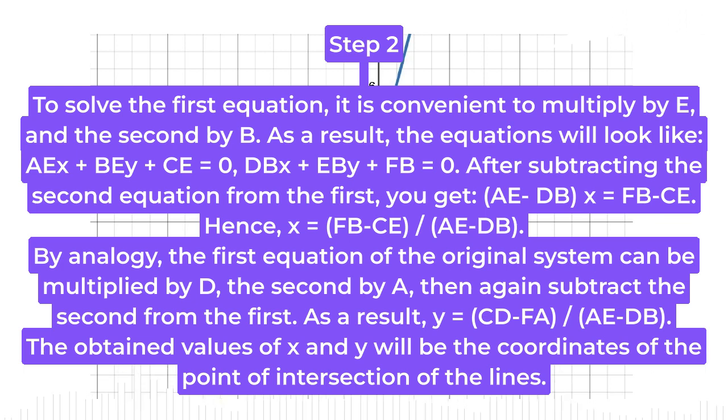By analogy, the first equation of the original system can be multiplied by d, the second by a, then again subtract the second from the first. As a result, y equals (cd - fa)/(ae - db). The obtained values of x and y will be the coordinates of the point of intersection of the lines.